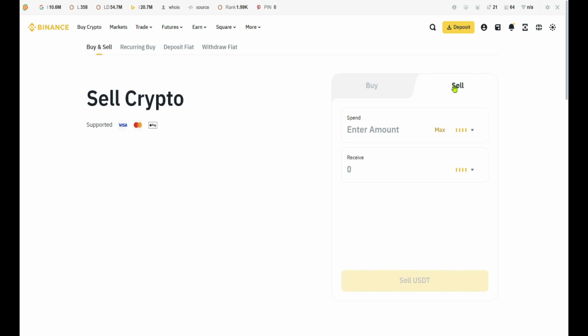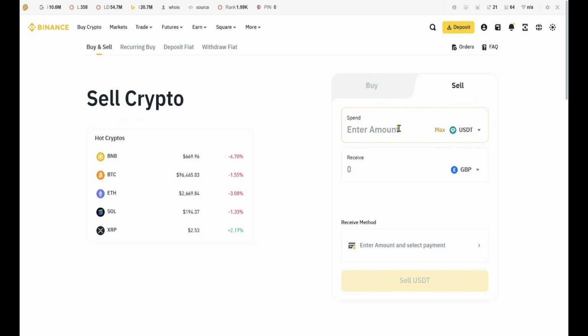And here is the selling. So how much you can sell. This is the amount, and you receive in your bank. Okay. So enter amount and select payment. That's how.